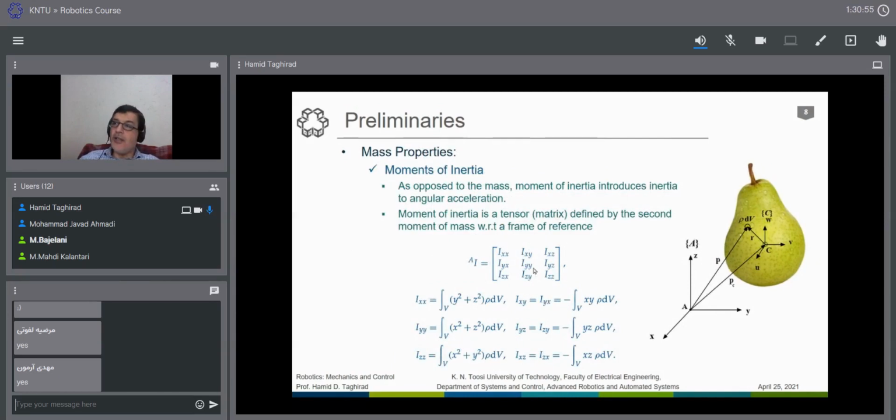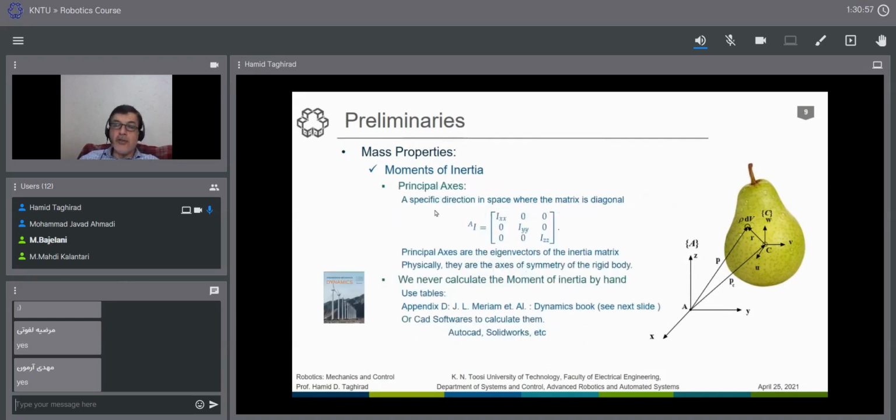You use either the books that you use or the tables that are available on the web, or use the software to find that, or we will give you the mass properties.